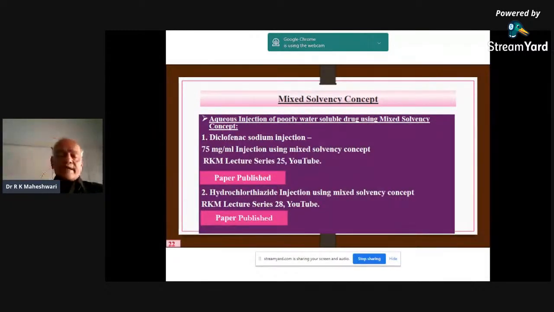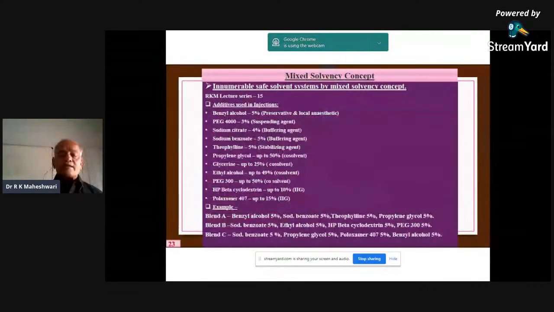The second example is that of a hydrotropic injection of a poorly water soluble drug. In RKM lecture series 28, you will see the details of the solid solubilizers employed for increasing the solubility. The paper is published. Now another application: the mixed solvency concept can give you a method to have innumerable safe solvent systems. Please listen to this carefully. It is a very useful concept. Here the details you will find in RKM lecture series 15.